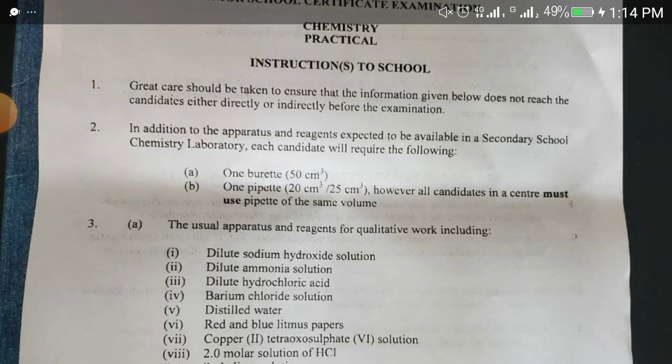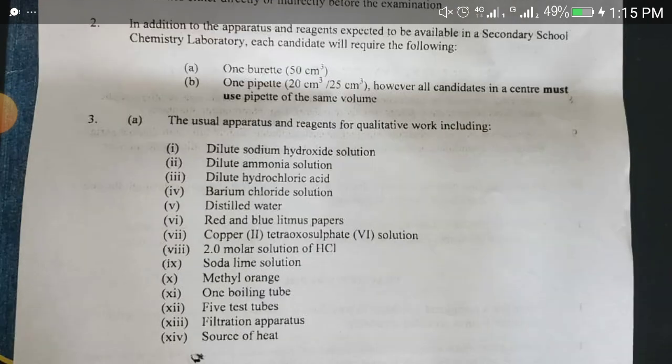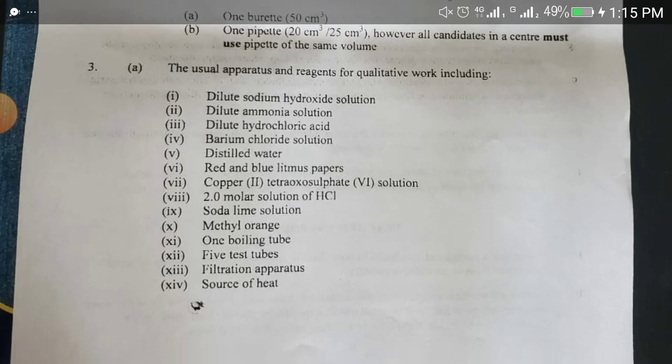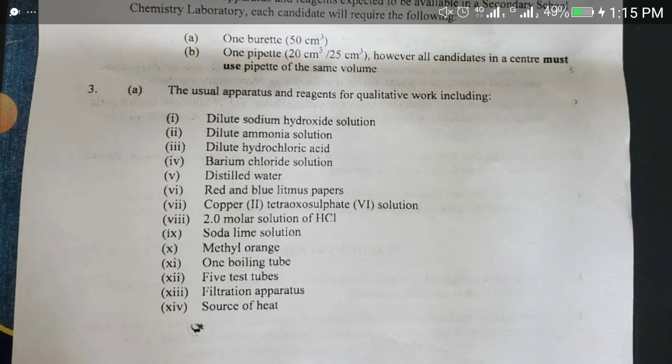For chemistry practical, you need things like one burette. Each of you, as a student, you need a burette. I will still show you a burette. You need a pipette, one pipette, you know. Then you will need the following: dilute sodium hydroxide solution, dilute ammonia solution. Are you with me? Dilute hydrochloric acid, HCl. You will need barium chloride solution.